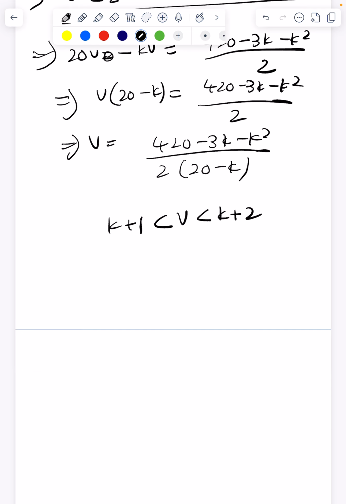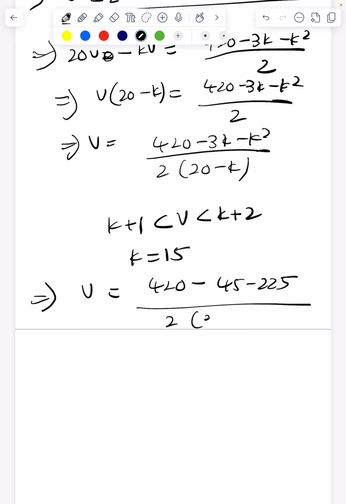Let's suppose I substitute K equal to 15, right? In that case, if K equals 15, V would be equal to 420 minus 45 minus 225 divided by 2 into 20 minus 15, which would be 5, right? This would give me 265, and then you would have 175. So 265, and then this would be 270, so 150 divided by 10, that would give me 15, right?